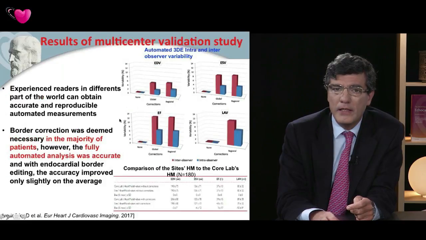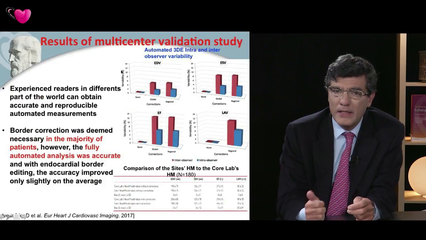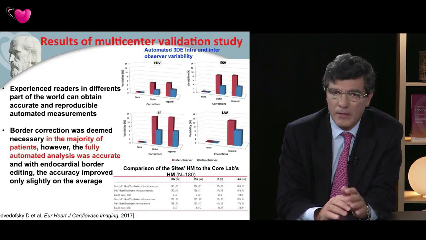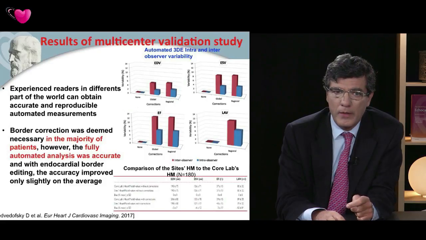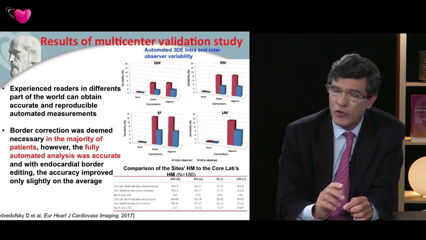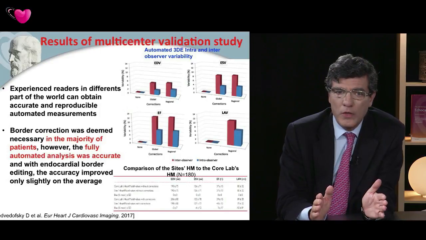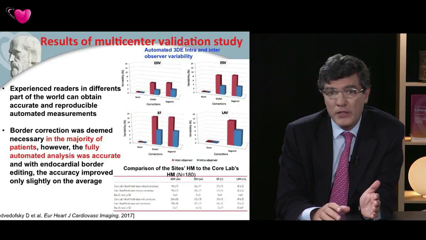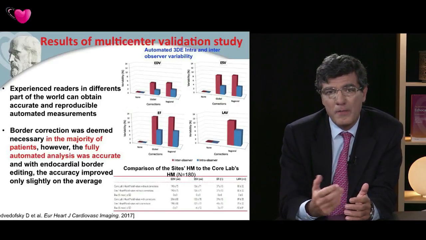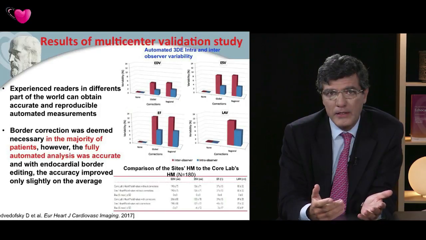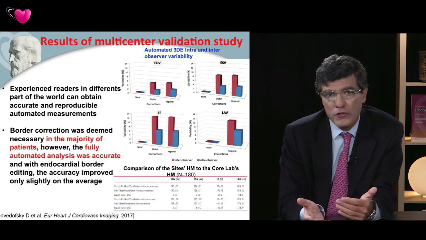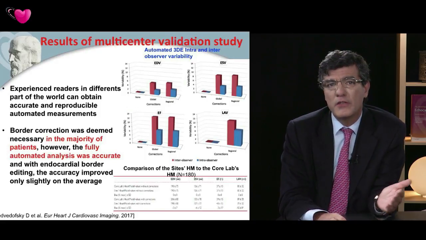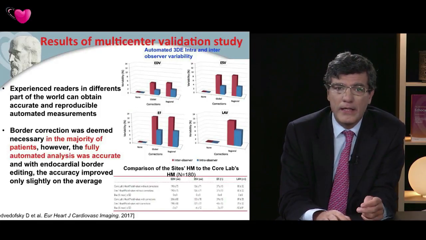And as you can see here, it's clear the inter-observer variability, and the correlation by using this heart model was very, very accurate. So in fact, in the majority of cases, we don't need to do anything. The automated analysis is accurate. In some patients, we can manually correct the measurements that are given to us by the system, but this minor interaction with the system does not really improve significantly the correlation that is obtained without any interaction.